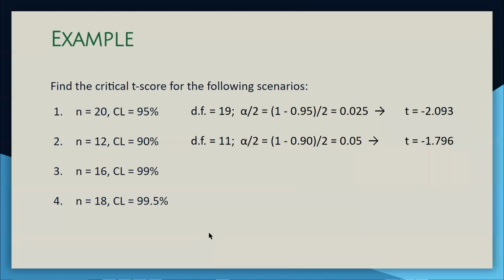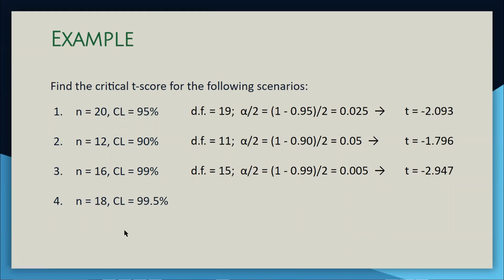So for number 3, our degrees of freedom is going to be 16 minus 1, which is 15. And for that confidence level, I'm going to subtract 99 from 100, I get 1%. I cut that 1% in half, I get 0.5%, so 0.005. And that gives me a t-score of 2.947.